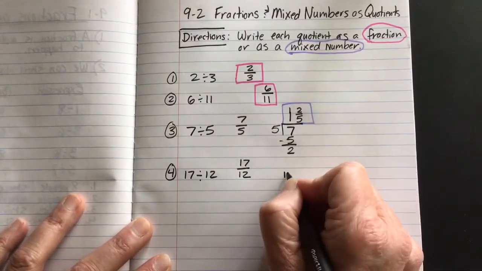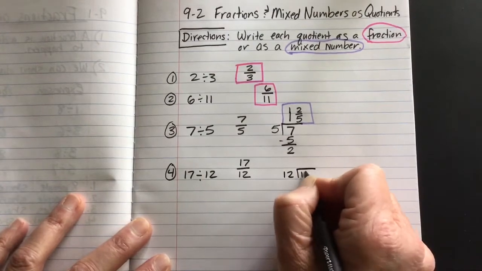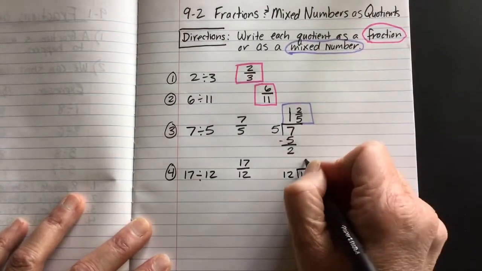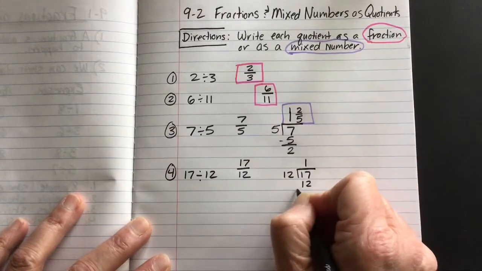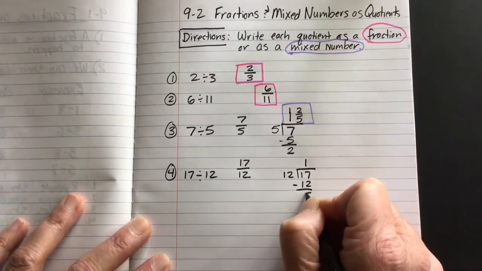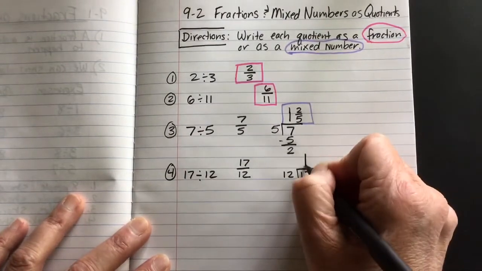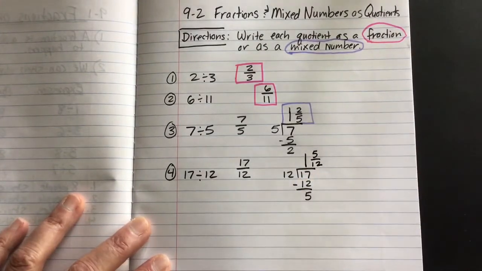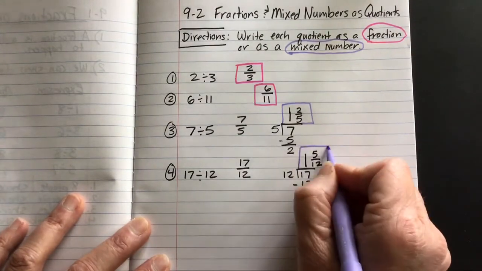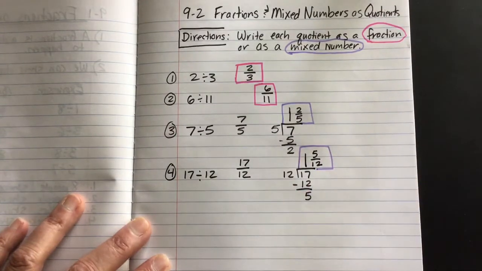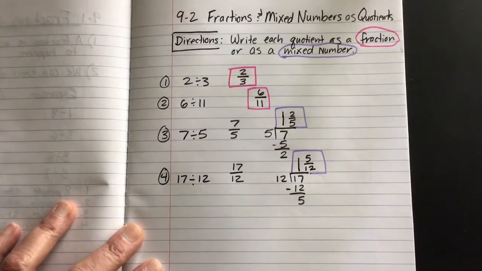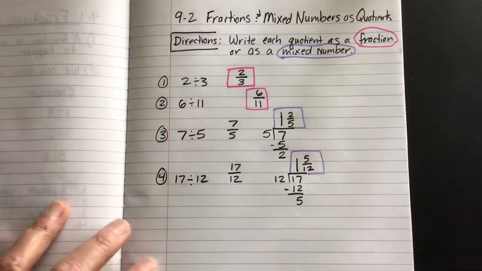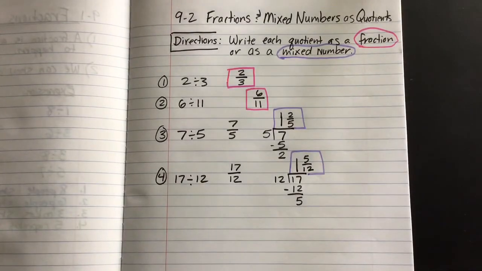So again, 12 goes into 17. This time it'll go one time. 12, I'll subtract, I have 5, so I have 1 5/12. Here we are. Here's our solution. That's it. That's all there is to dividing fractions. Well, fractions as division. It's pretty cool.